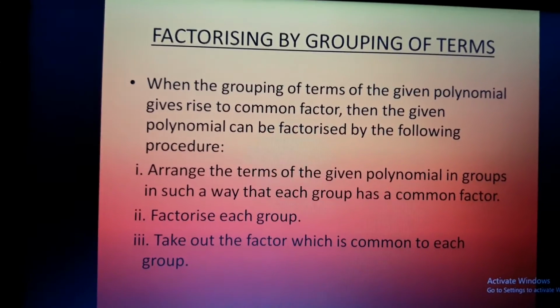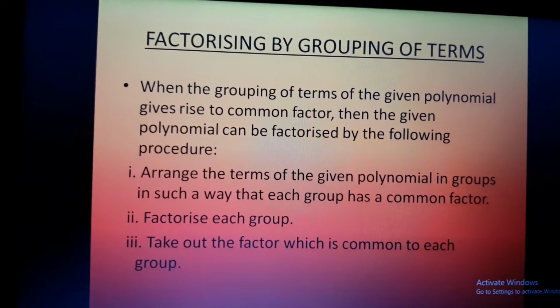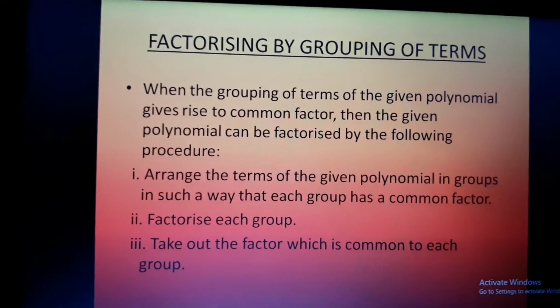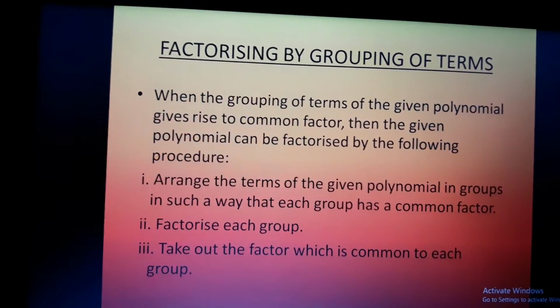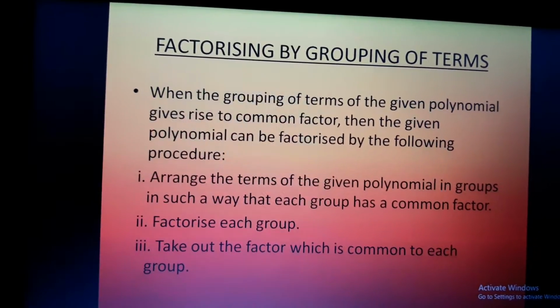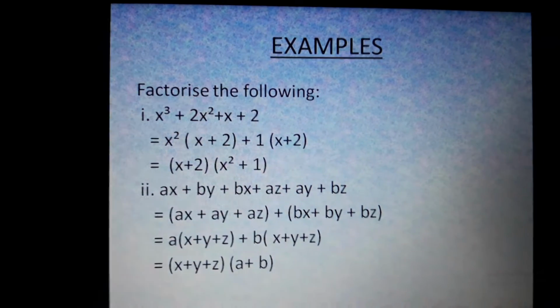Number 1. Arrange the terms of the given polynomial in groups in such a way that each group has a common factor. Then factorize each group. And thirdly, take out the factor which is common to each group. Let us see some examples, then it will be more clear.